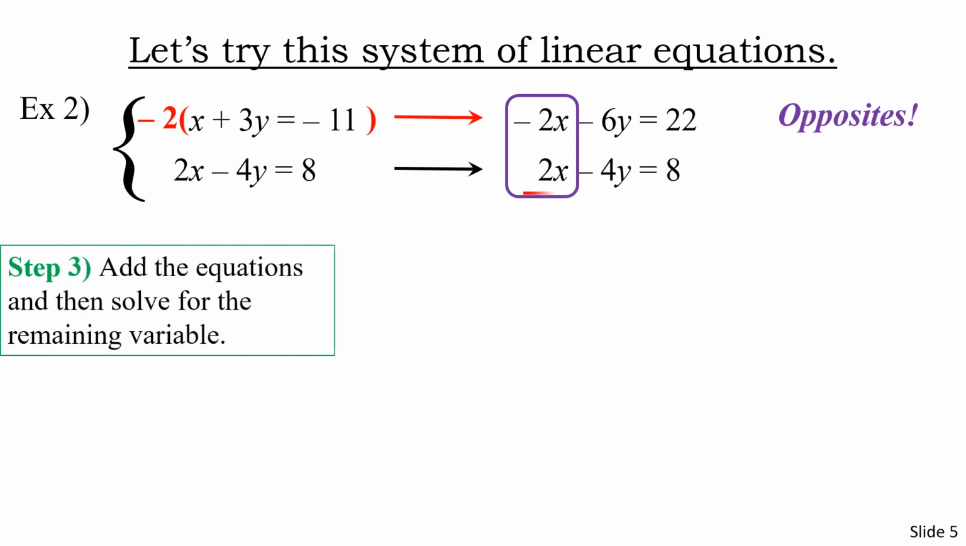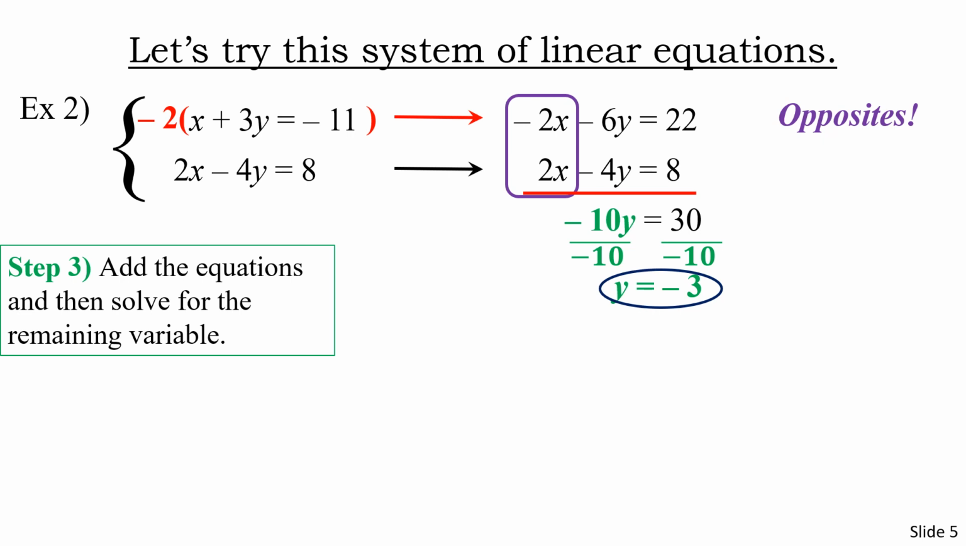Step 3, add the equations and solve for the remaining variable. So it looks like y is -3. The x's cancel. -6y, -4y give me -10y. 22 and 8 give me 30. Divided by -10, I get -3.